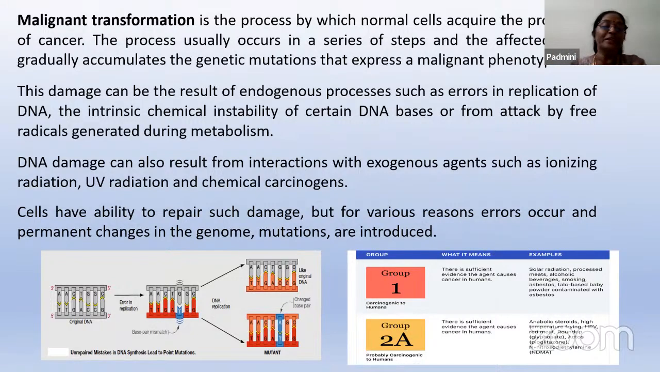So this DNA damage can be a result of interaction with exogenous agents also. We have talked about endogenous, that is error in replication and free radicals production. But not only endogenous processes, exogenous agents, outside agents, can also create cancer. The first one is radiation. There are a lot of different types of radiation that you might come across. Then you have UV radiations and chemical carcinogens.